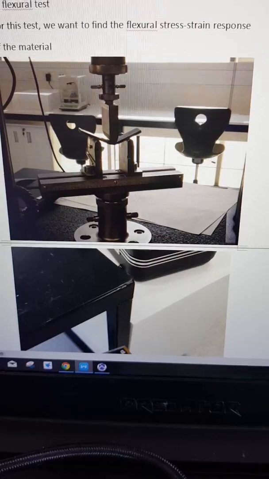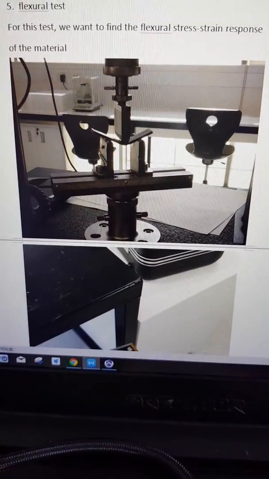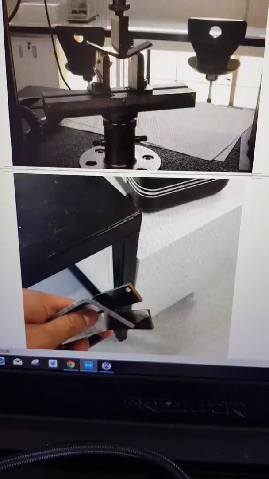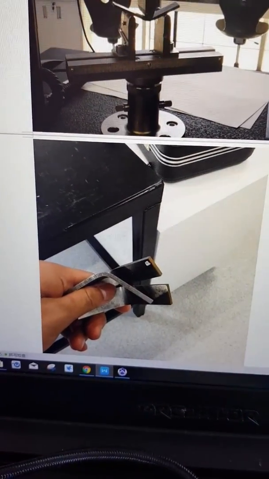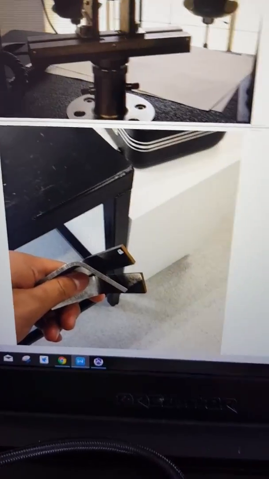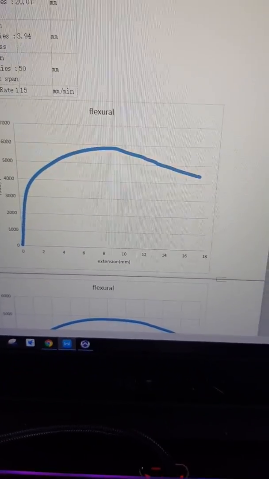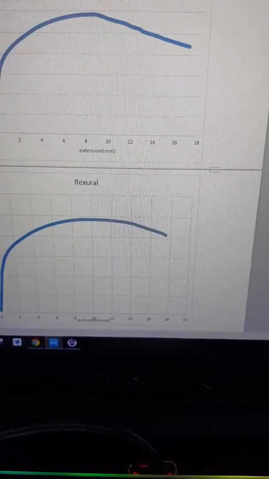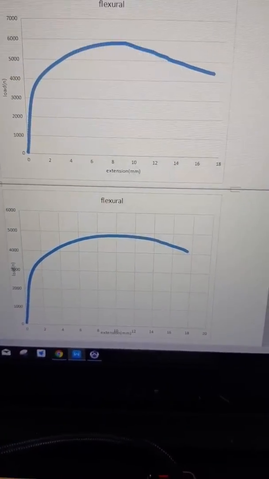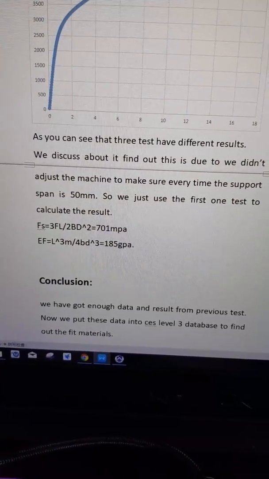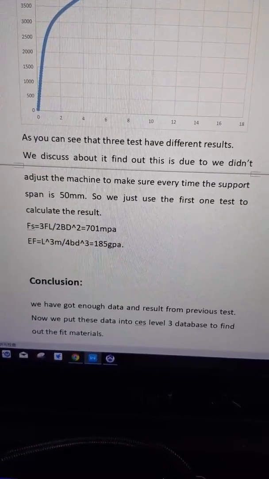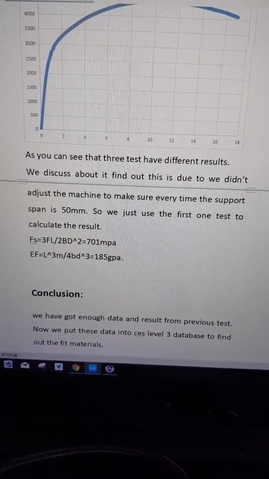So you can see our testing pictures, and here is the sample after testing. You can see it's totally bent, and the machine will give us the data, and we analyze this data into this chart. We can find the load and extension relationship, and we can calculate the flexural stress and flexural modulus.